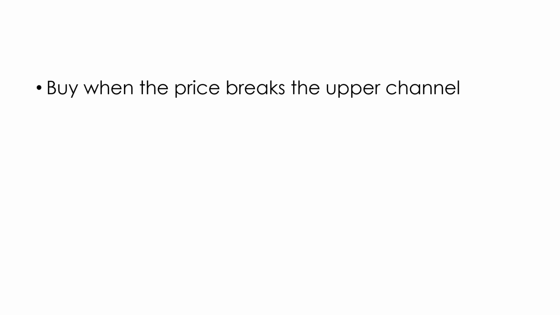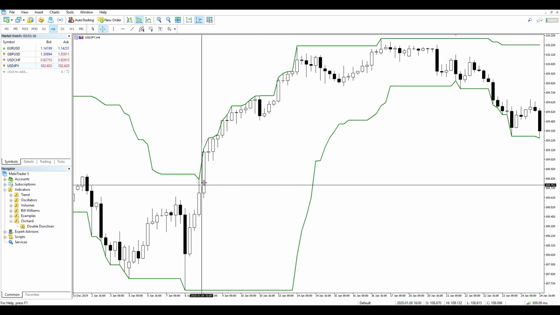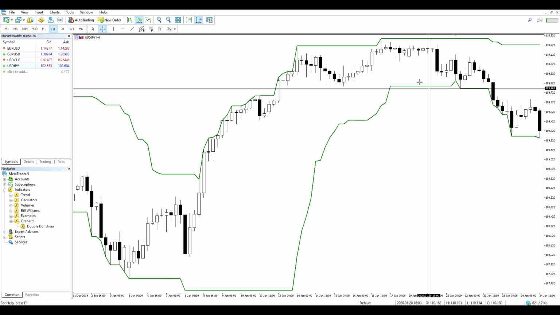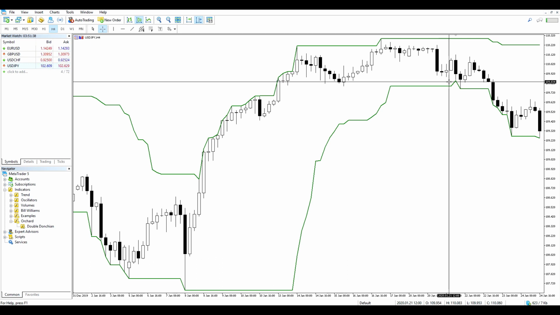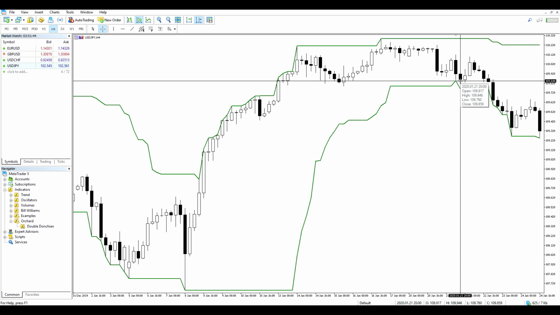The trading rules are very simple. For the longer period Donchian, buy when the price breaks the upper channel and sell when the price breaks the lower channel. On the chart we can see a point here where the upper channel has dipped down and we've broken through the price with this bar. So that would be our entry point here. Also on the chart we can see where the lower channel has risen to this level and has been broken by this bar, so that would be the entry point for a sell trade.